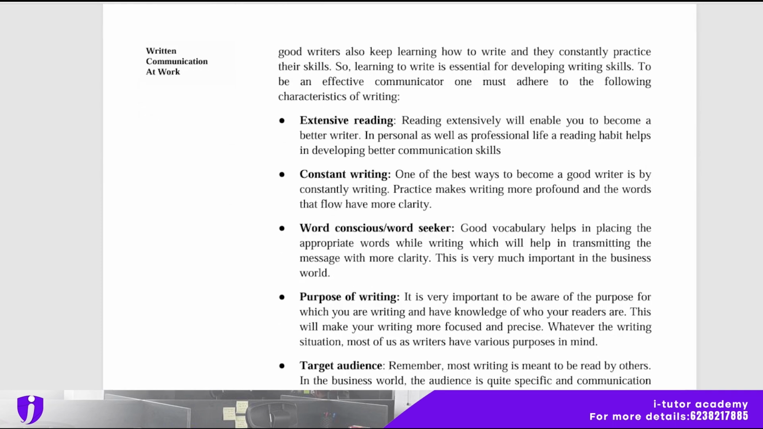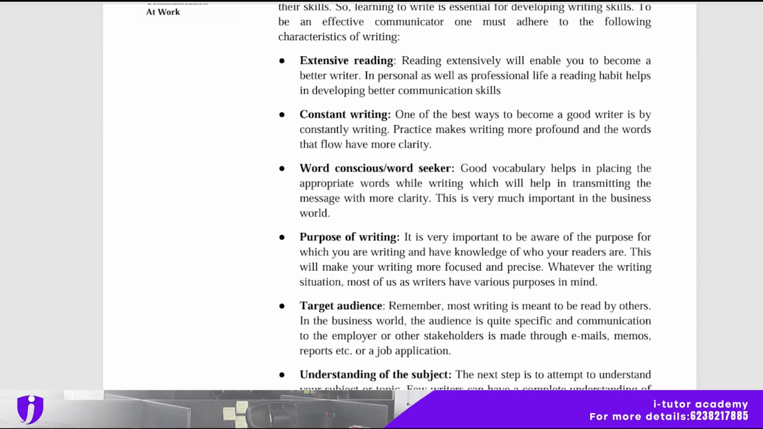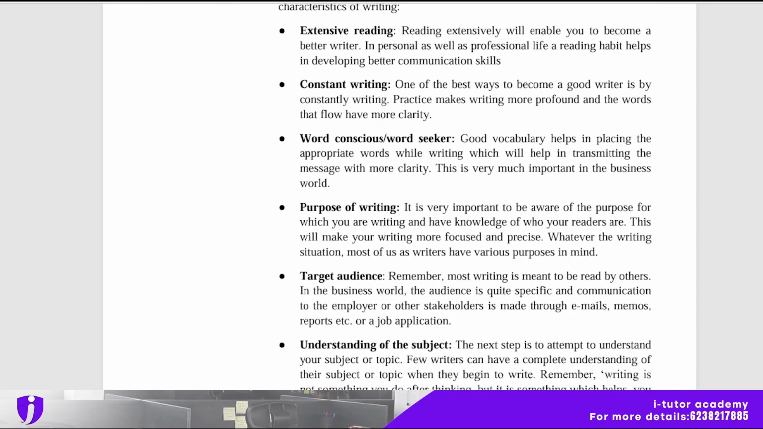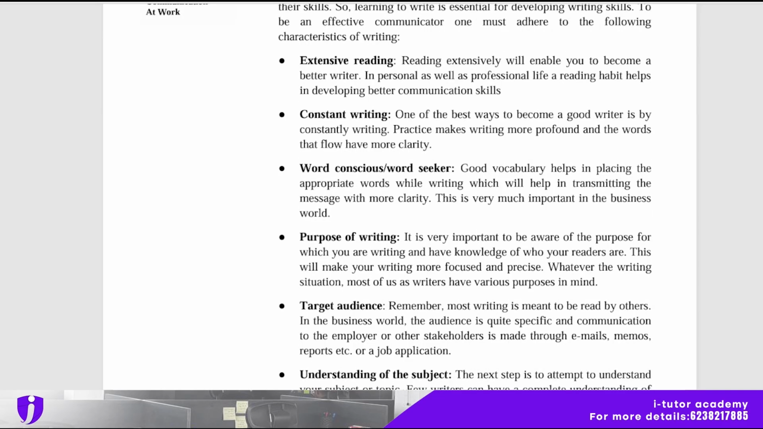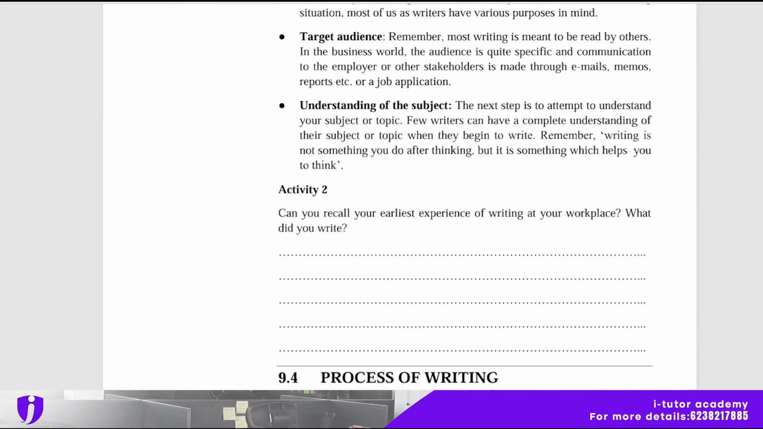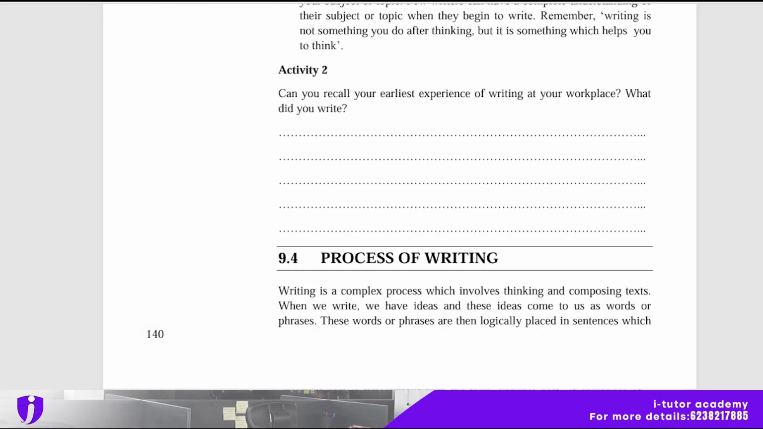To be an effective communicator, one must adhere to the following characteristics of writing. One is extensive reading, constant writing, word conscious or word seeker, purpose of writing, target audience, understanding of the subject. So these are the characteristics of writing. You just go through your IGNOU study material also for the explanation of each. And activity 2 is under this subsection.